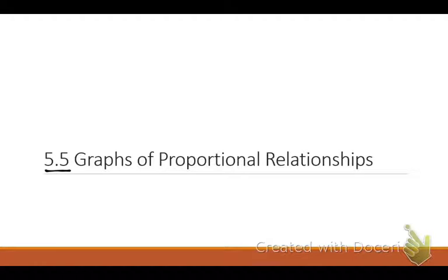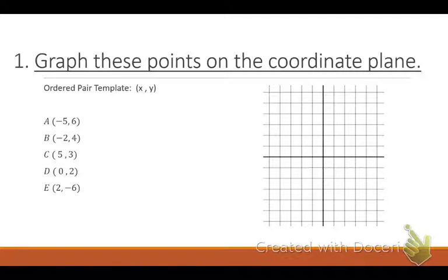Today's lesson is going to be over graphs of proportional relationships. I'm going to talk to you a little bit about the coordinate plane. I'm hoping that this lesson is going to be a bit of a review for you.